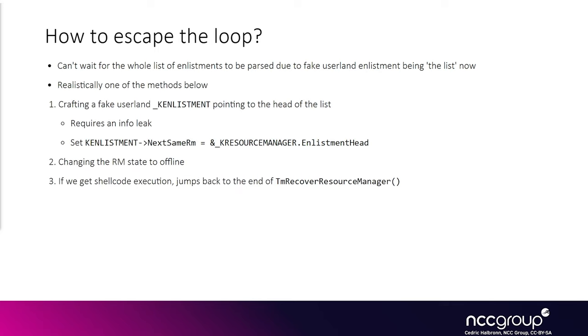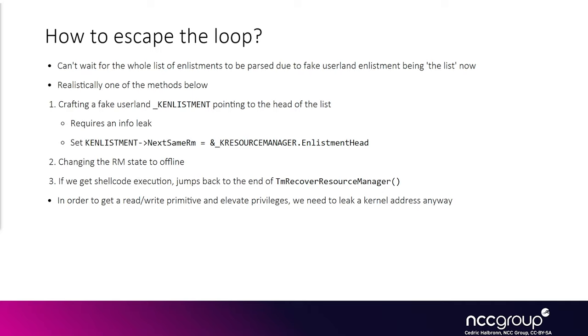And so I mentioned there are potentially three methods to escape the loop. And among the three methods, I want to say the easiest one is definitely finding an information leak that allows us to leak the K resource manager address, because then we can deduce the enhancement head address since it's just an offset from the beginning of the K resource manager. And if we are able to leak that address, we can just set the next same RM flink pointer of our userland key enhancement to that specific address, and it will just exit the loop.